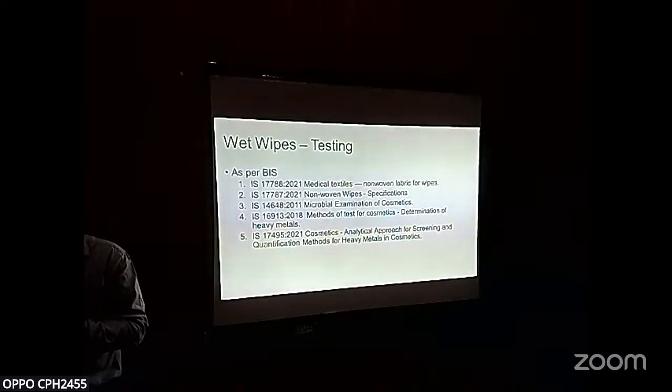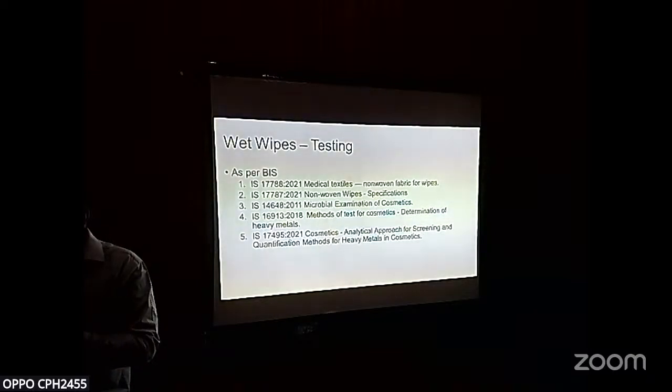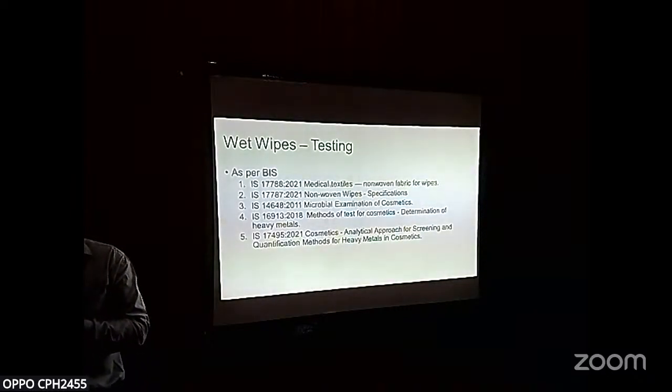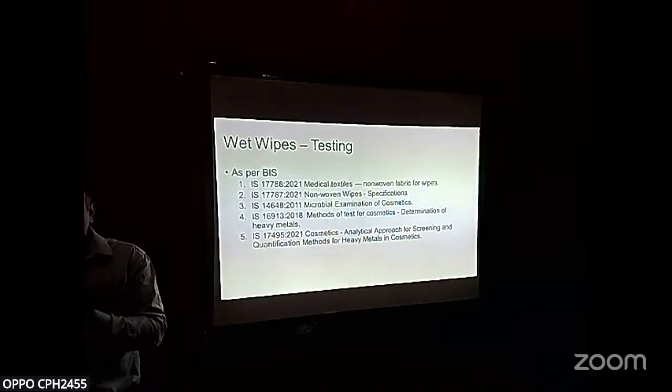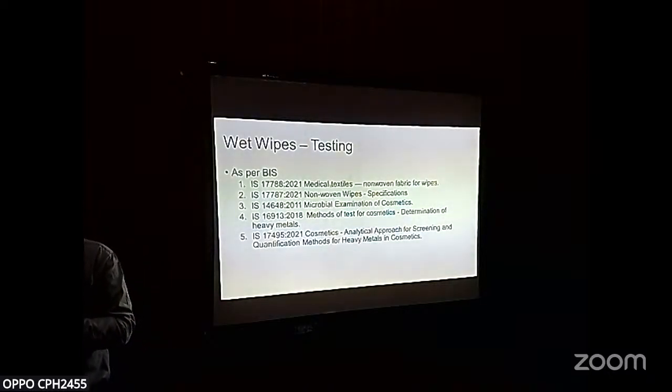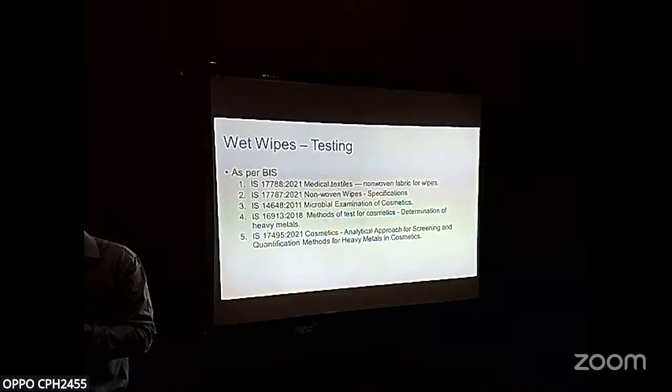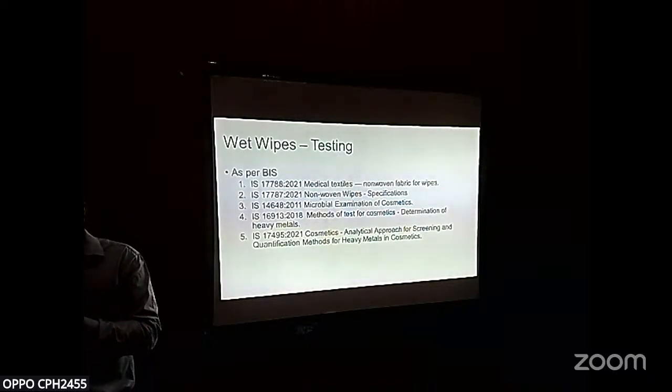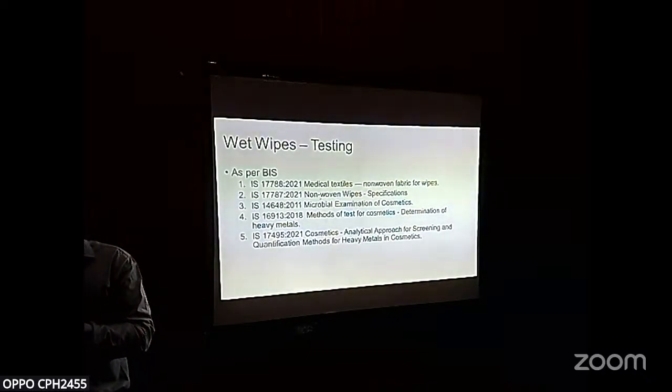These are the categories, and these are the applicable standards. I need to mention that many of the wet wipes manufacturers I am interacting with are referring to IS 17788. IS 17788 talks about the raw material, the wipe. So what should be its tensile strength? What should be the elongation strength? What are the other physical parameters of a dry wipe before it is being made into a wet wipe? IS 17787 refers to the wet wipe as a finished product. So the specifications are totally different in both cases.